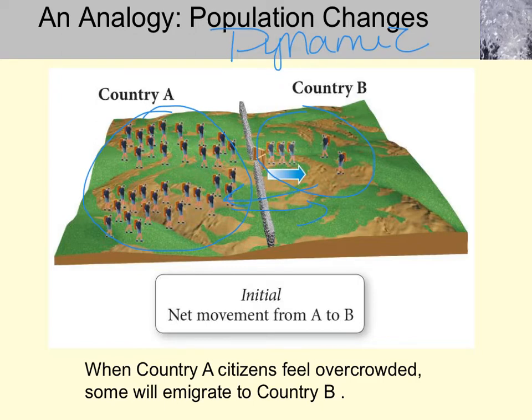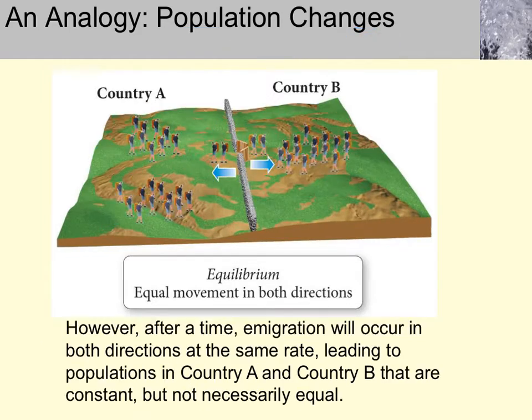If the people move back and forth at the same rate, in other words, if 3 people move from country A to country B in the same amount of time that 3 people move from country B to country A, although you are going to have constant movement, you are not going to have any net change in the population of the 2 rooms. That's another analogy for equilibrium.